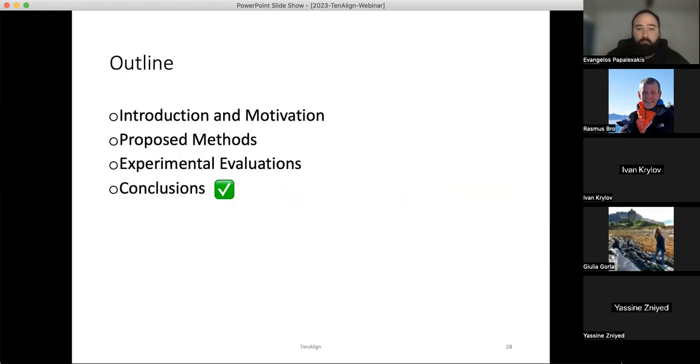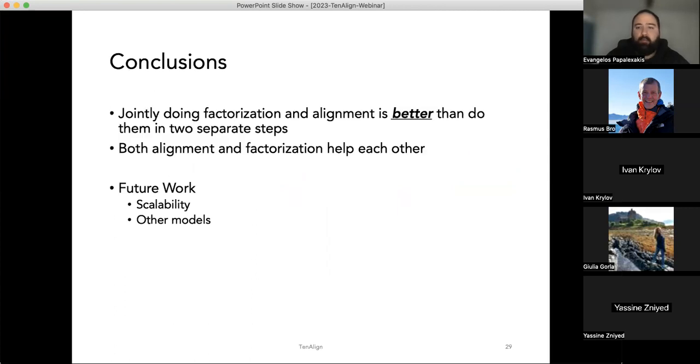Now, in order to conclude, the message is simple. Doing factorization and alignment together seems to be better than doing things in separate steps. And the assumption is that this is because both subtasks are actually kind of synergistic and they help each other. There's a lot of work that needs to be done in the future.